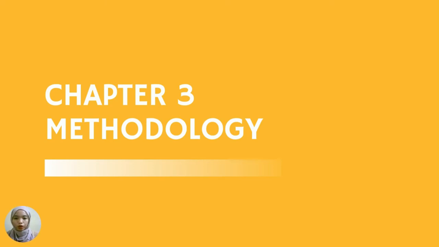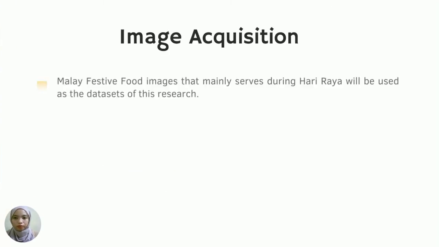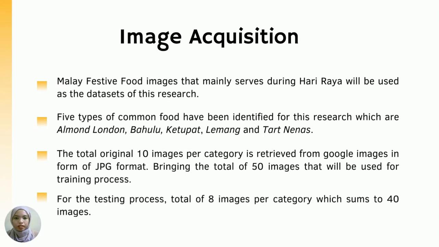Next is the methodology for this research. This project consists of 6 stages for the research methodology. The first one is image acquisition, then image processing, feature extraction, classification, training, and the last one is testing. For the image acquisition, Malay festive food images are used, especially those foods that are usually served during Hari Raya. They will be used as the data set for this research.